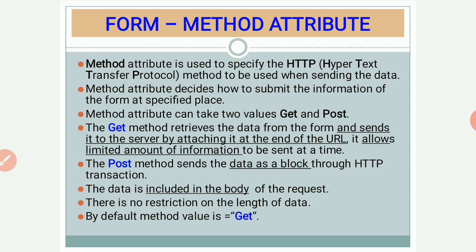By default, the method value is get. It means if you don't use the method attribute, then in that case the method attribute will have the value get. But if you want to use the post method, then in that case we have to use method and value as post.